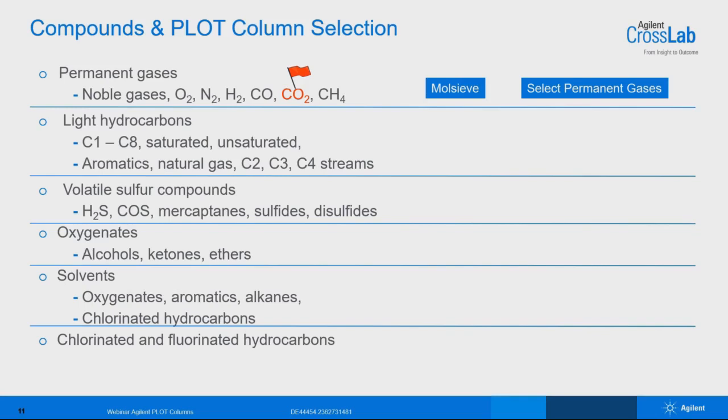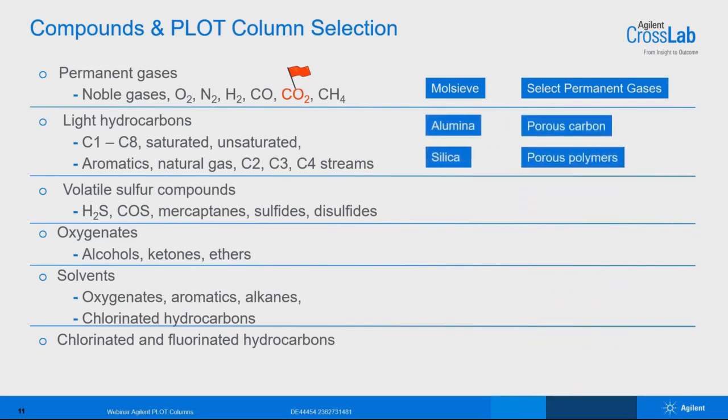Light hydrocarbon analysis is mainly the domain of the alumina columns, which have an unparalleled separation for the hydrocarbon isomers. Porous silica, porous polymer and carbon columns supplement the alumina in this field, sometimes used for specific hydrocarbon separations. Sulfur components are always an analytical challenge. The PLOT columns for sulfurs would include the Select Low Sulfur, but also the GasPro, Silica PLOT, and the porous polymers.